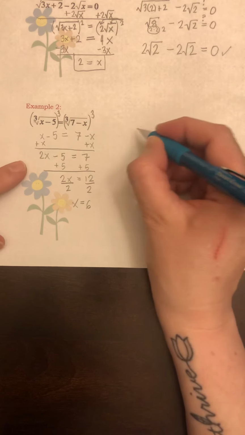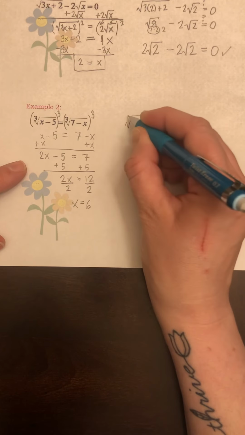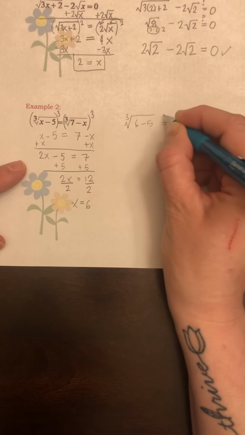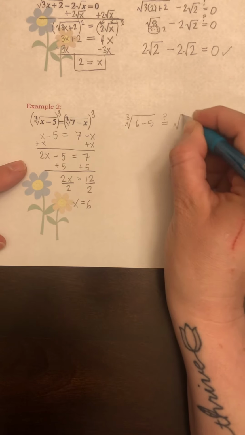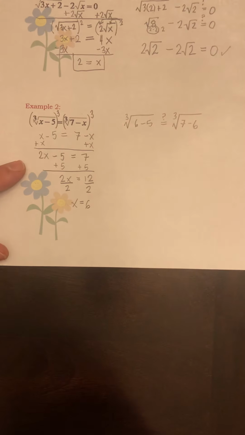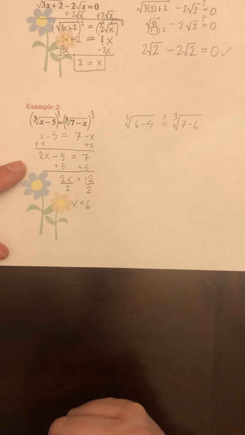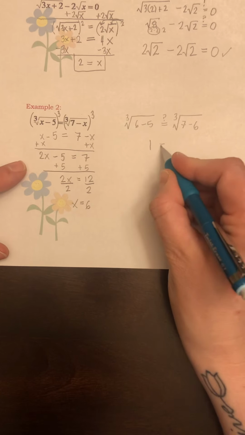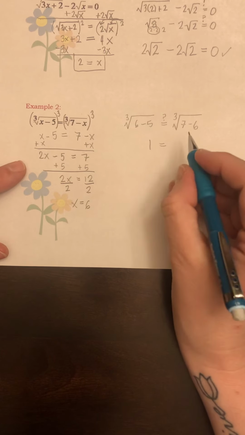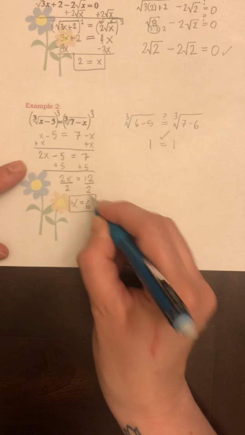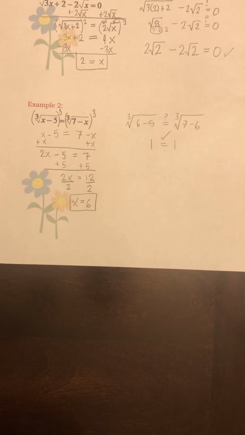So let's go back and check it out. So I've got the cube root of 6 minus 5, and we want to find out, does that equal the cube root of 7 minus 6? All right, on the left side, 6 minus 5 is 1. The cube root of 1 is 1. On the right side, 7 minus 6 is 1, and the cube root of 1 is 1, and it works. So x equals 6 is the solution.